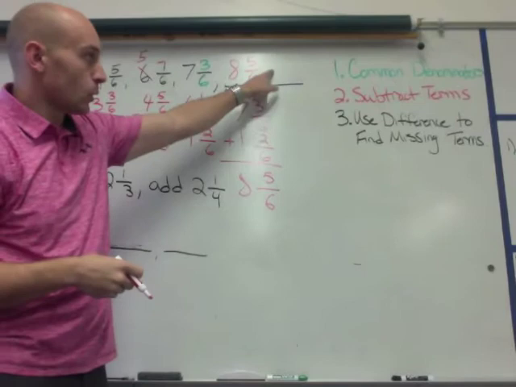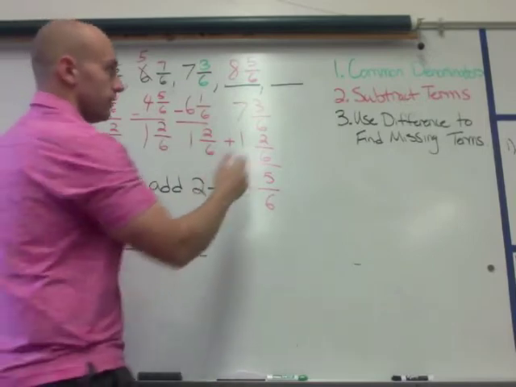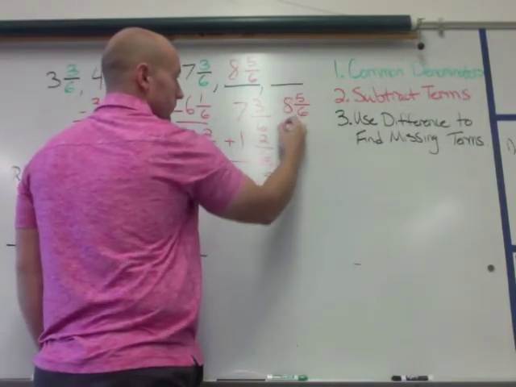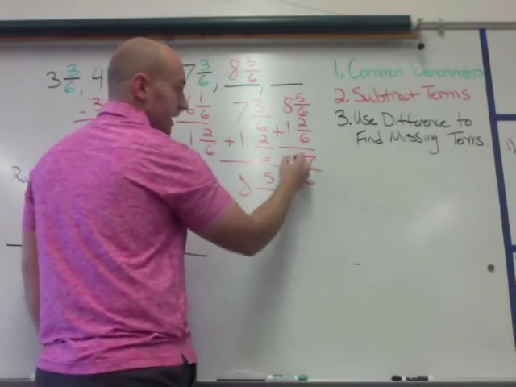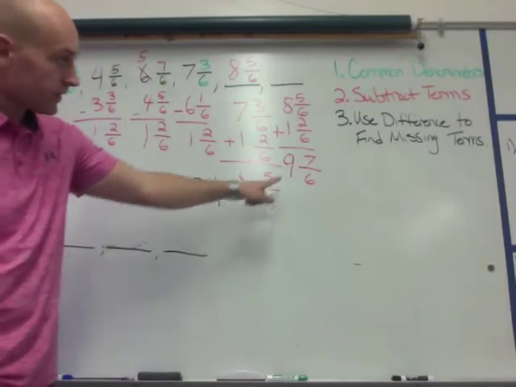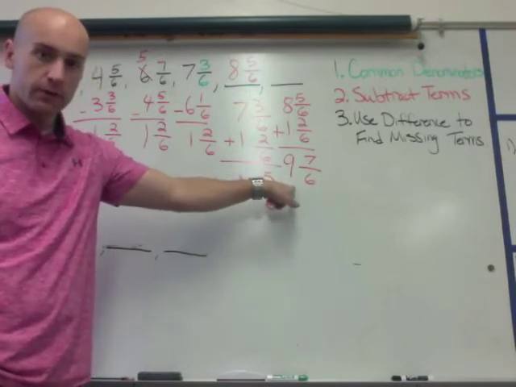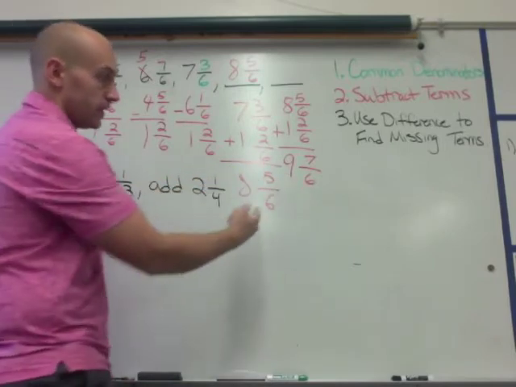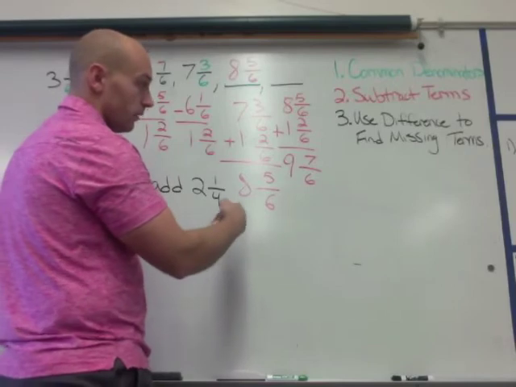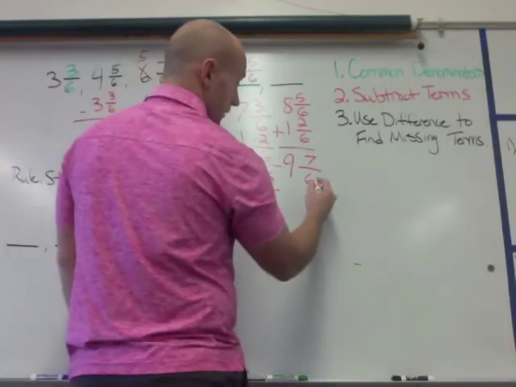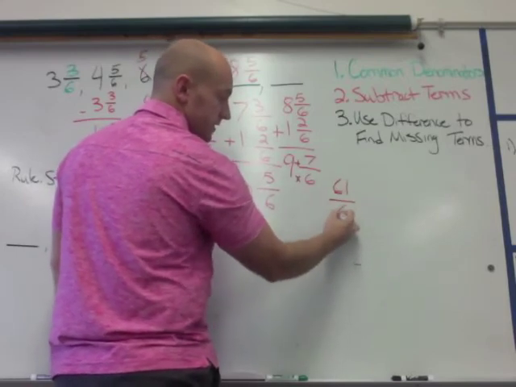Now to find this last term, we're going to add our difference to that again. So now we have 8 and 5/6 plus 1 and 2/6, and we'll get 9 and 7/6. Okay, the only problem with this answer right here is we have an improper fraction inside of a mixed number. So we're going to use what you learned in the last video. We're going to change this into an improper fraction, and then we're going to change it back to a mixed number. So 9 times 6 is 54, and then we add the 7. So we get 61 over 6.